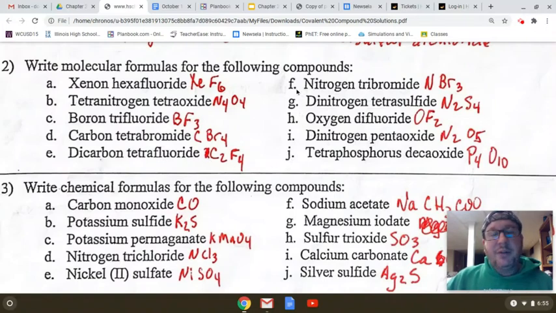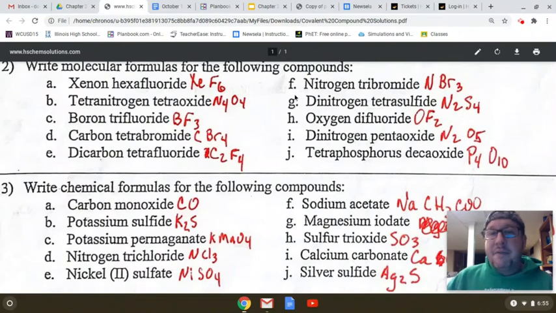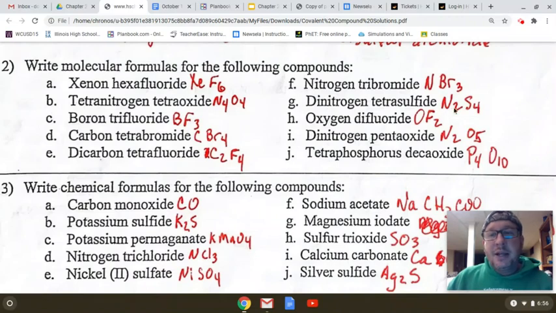And now the second column, F, nitrogen tribromide. Again, no prefix on nitrogen, so it's N, and there's 3 bromines indicated by the tri here, so NBr3. G, dinitrogen tetrasulfide. There are 2 N's, so you get N2, and there's 4 sulfurs, so N2S4. H, oxygen difluoride, OF2. I, dinitrogen pentaoxide. I did it again.